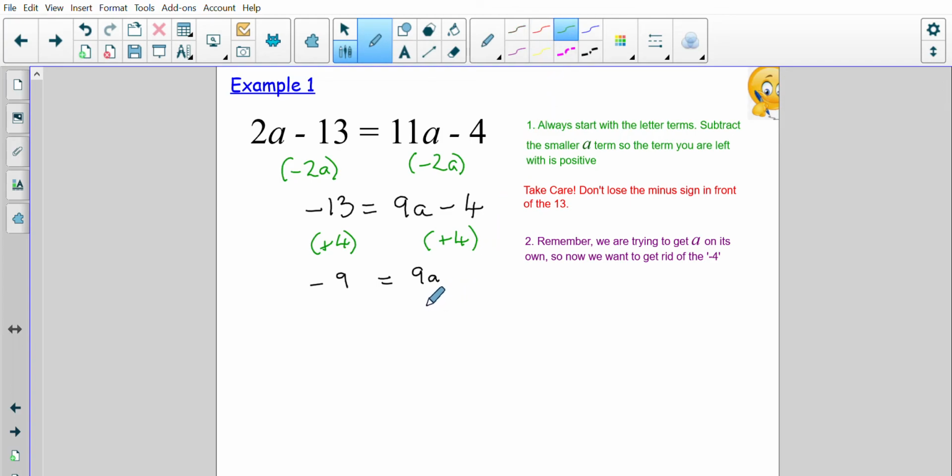So we end up with minus 9 equals 9a. Again, following through my steps. So I've got 9a, I want to get rid of that 9, so do the opposite. Let's divide both sides by 9. So that gives me a on the right hand side, that's got rid of my 9, and then I've got minus 9 divided by 9. Well, I know a negative divided by a positive is a negative, so my overall answer is negative, and 9 divided by 9 is 1, so I get a is equal to minus 1.